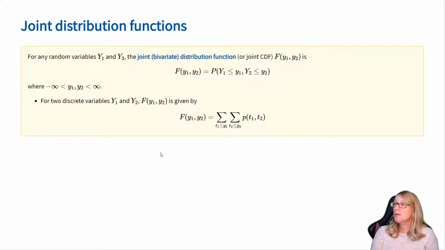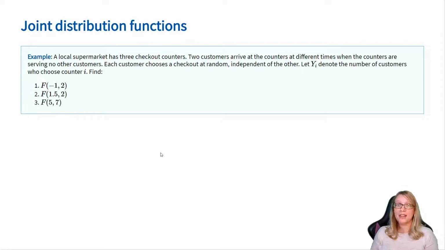For any random variables y1 and y2, the joint bivariate distribution function, or the joint CDF, looks like this. We say that capital F, evaluated at y1 and y2, is the probability that y1 is less than or equal to little y1 and y2 is less than or equal to little y2. For discrete random variables, we'll sum. So for our example, let's find some values of the CDF. Let's find the CDF evaluated at -1 and 2, the CDF evaluated at 1.5 and 2, and at 5 and 7.